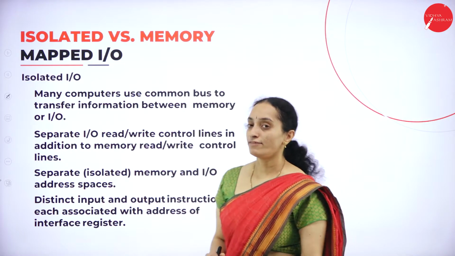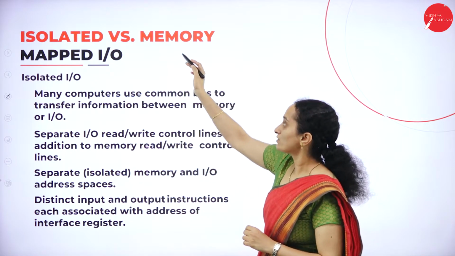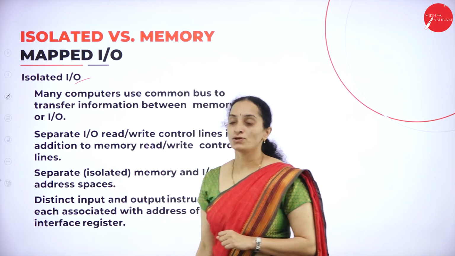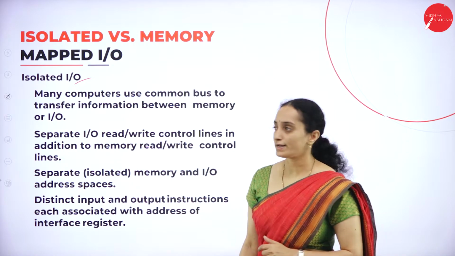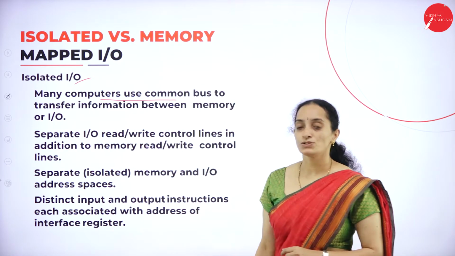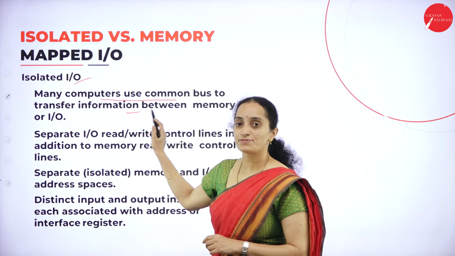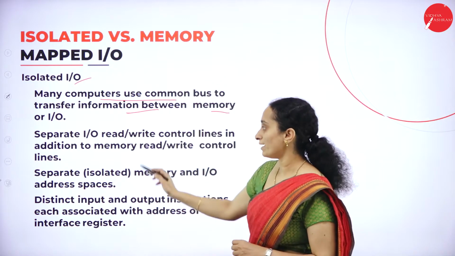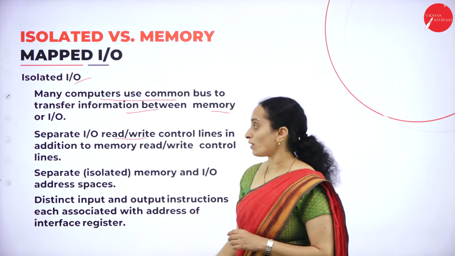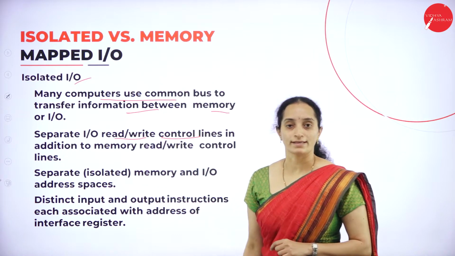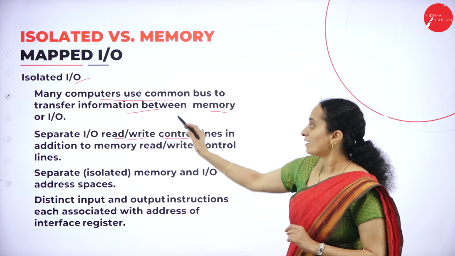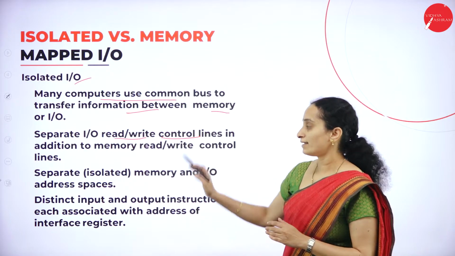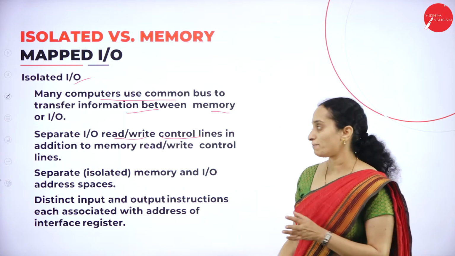Okay, then we have the discussion about isolated and memory mapped I/O. The first thing is isolated I/O. What is isolated I/O? Many computers use a common bus to transfer the information between the memory and I/O. They use the common bus and separate input-output read-write control lines. There will be separate control lines but a common bus. The data bus will be common, whereas the read-write control bus will be separate.